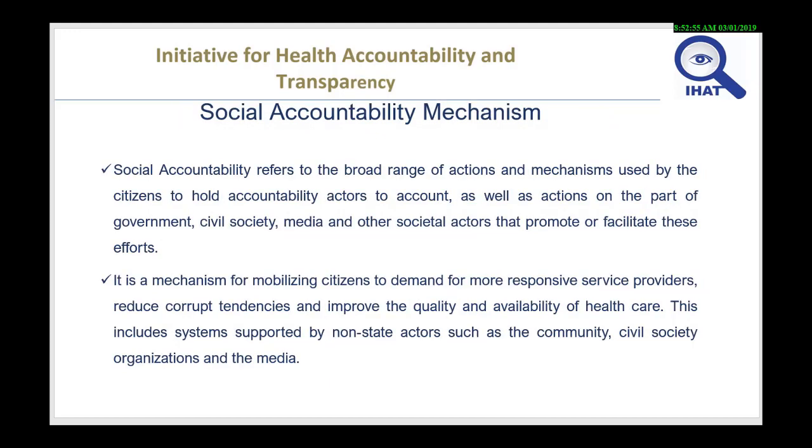Last but not the least, but very key and very important, is social accountability. It refers to the broad range of actions and mechanisms that are used by the citizens, by the public, to hold accountability actors to account, as well as actions on the part of government, civil society, the media, and other society actors that promote or facilitate these efforts. It is a mechanism for mobilizing citizens to demand more responsive service providers, to reduce corrupt tendencies, and to improve the quality and availability of healthcare. This includes systems supported by non-state actors such as the community, civil society organizations, and the media.